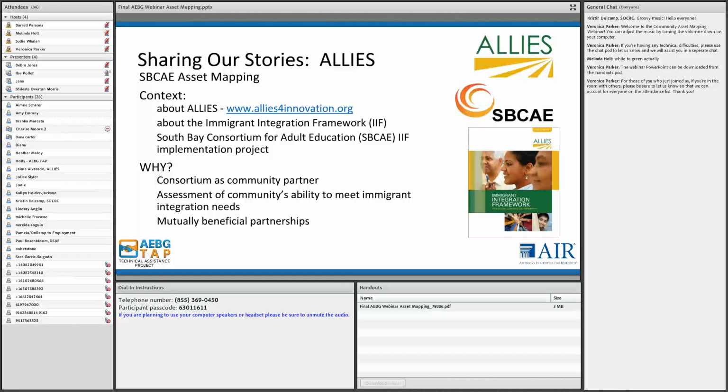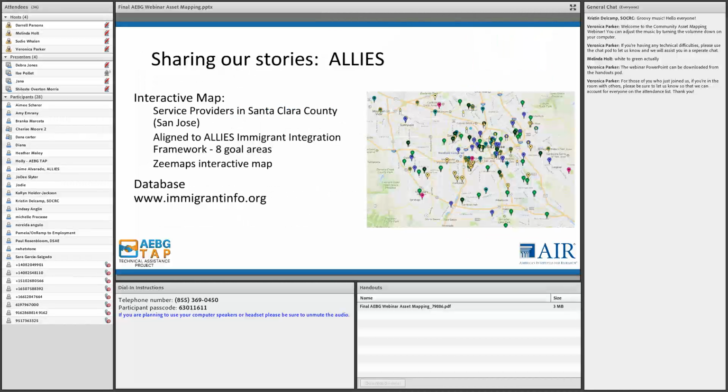So the first step in this process for us was to do an asset map so that we could know who in the community is doing what kind of services. So what you see here is our interactive map, and it's a literal map with markers for service organizations. We use a service called ZMaps. That's a free online resource to build this map.